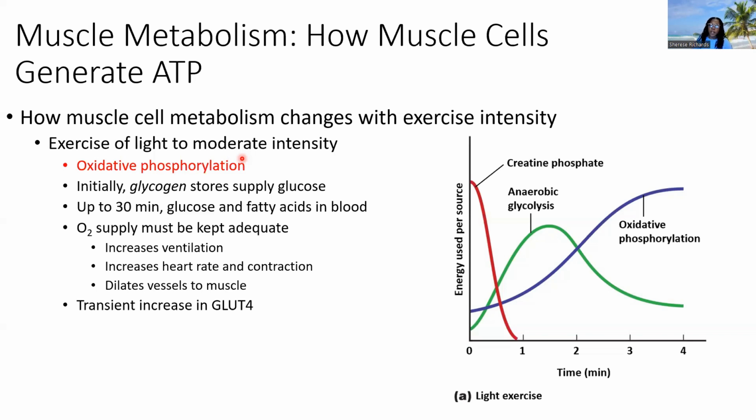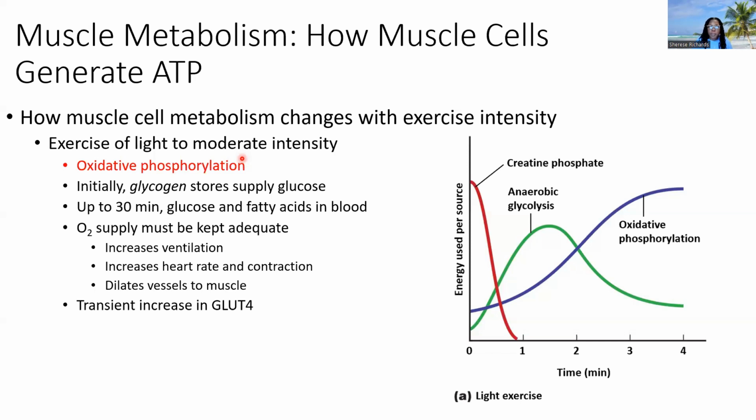So what happens here? We increase our rate of ventilation, we increase our heart rate and the contractility of the heart, and then we dilate blood vessels so that more blood can flow to the muscles and deliver more of that oxygen that's coming in to those muscles as well.